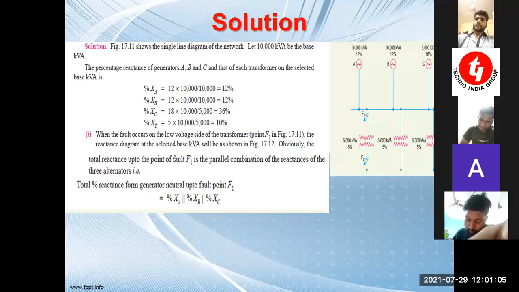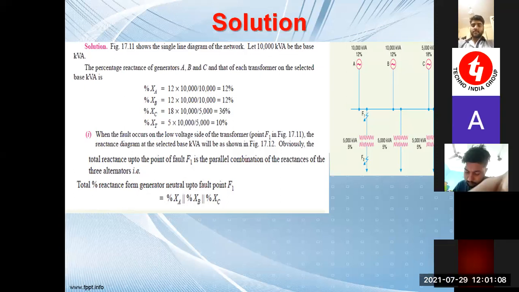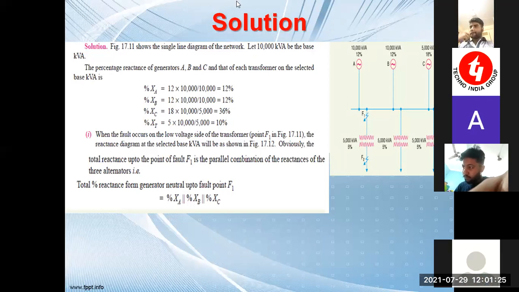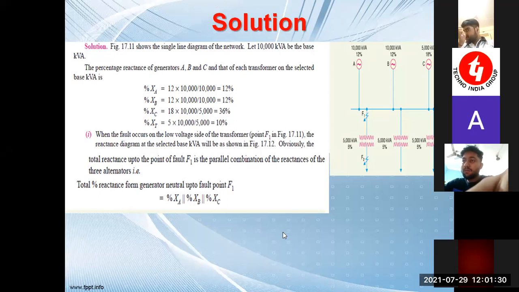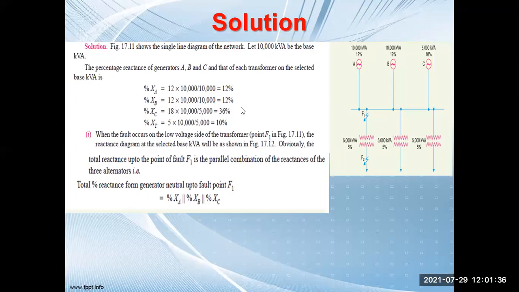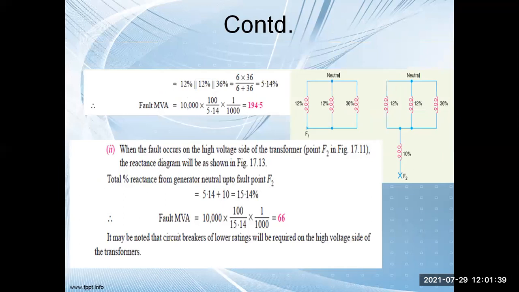What is the answer? Please tell me, Ashish. What is the answer? 194, 190, 194.5, sir. That is in kVA, and you are MVA, so after dividing by 1000, sir. Okay, let us check. Just a minute. Correct. You are right. It's 194.5. Okay. So next you do the second part.